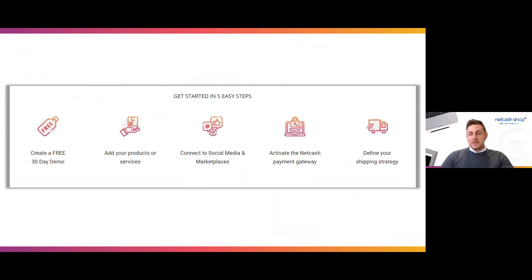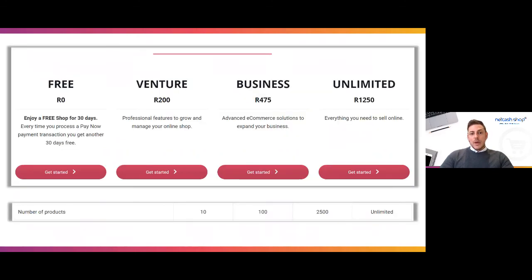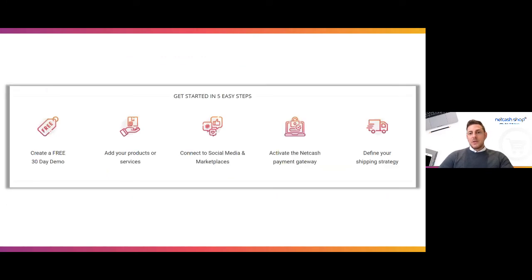You would then activate your payment gateway. So the Netcash e-commerce gateway, the service is called Pay Now. The app is already installed within the Netcash Shop admin panel. All you need to do is submit your application. We do a couple of mandatory background checks, obviously because of the nature of us receiving and processing your payments. You would activate the payment gateway. We would give you a service key, and you would then copy and paste the service key into the Netcash Shop admin panel. That's all you need to do, and immediately you can start accepting payments. Then you would define your shipping strategy, and immediately you can start selling online.